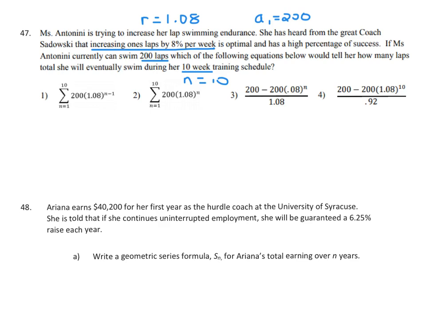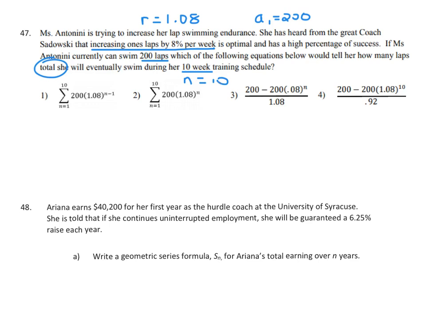All right, so I went through and organized the information. She wants to increase her laps by 8% per week. So we're going to multiply that by 1 plus 8%, so 1 plus 0.08, which is 1.08. She can currently swim 200 laps, so that's what she's starting off with. So that would be her first term. And she wants to figure out how many laps she could do in total. So let me just point that out. During her 10-week training schedule, so for a number of 10 weeks.